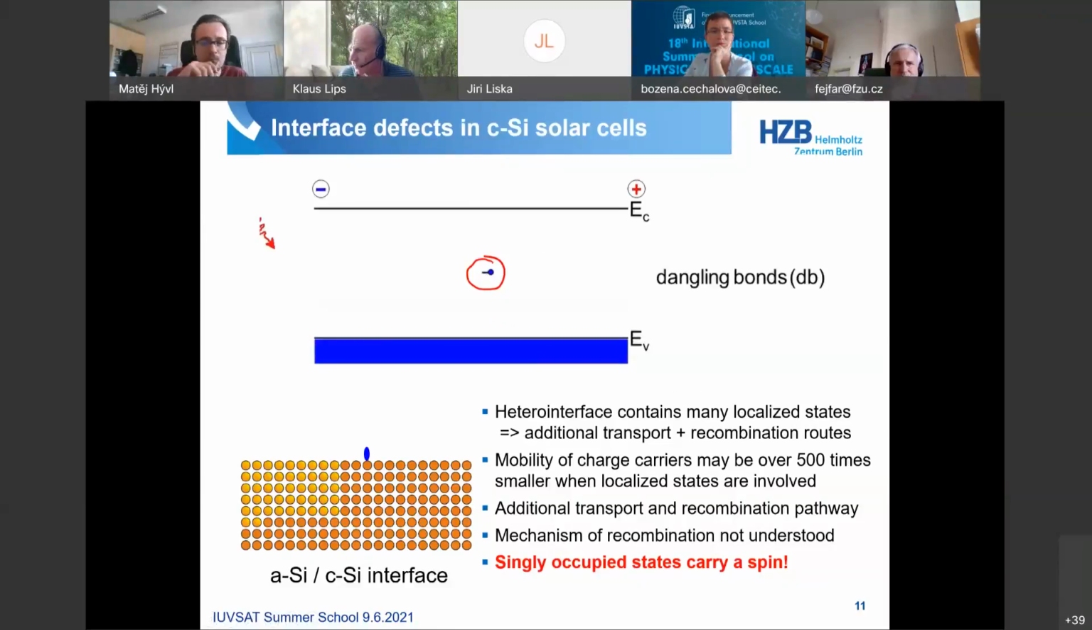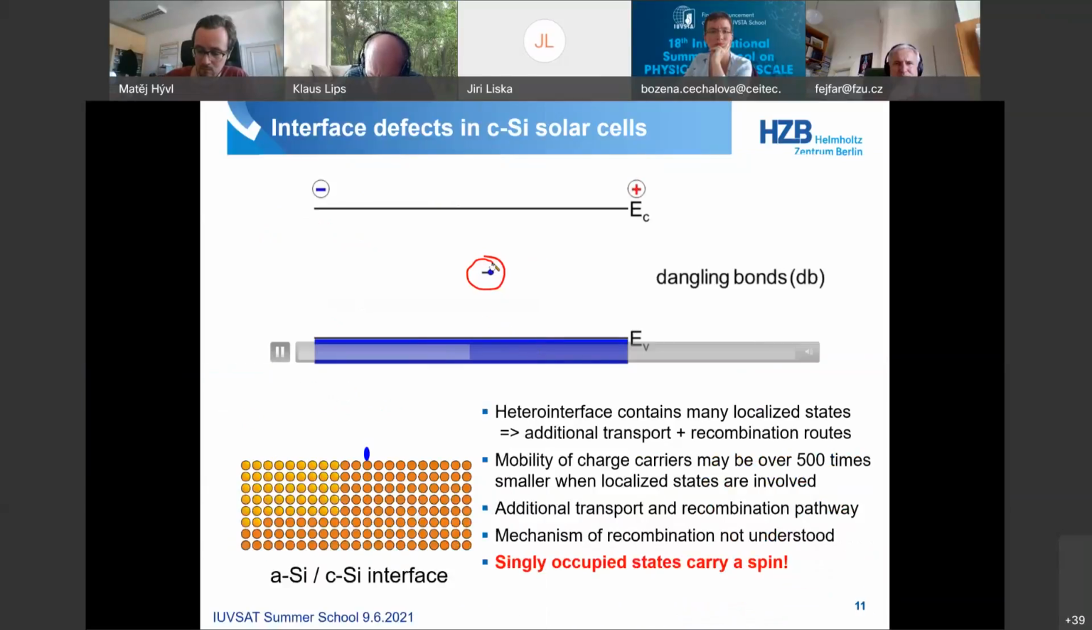That defect in the middle of the band gap: we create an electron-hole pair, and then that electron can be captured at that defect. It charges the defect, and then a hole comes and gets rid of it.